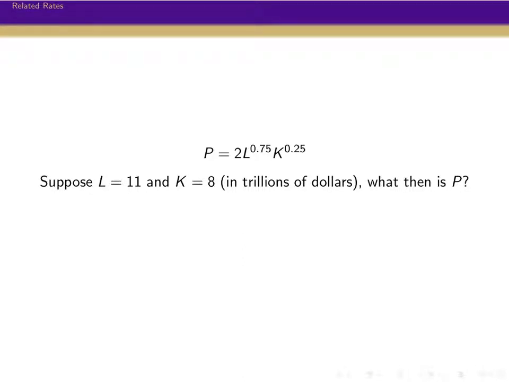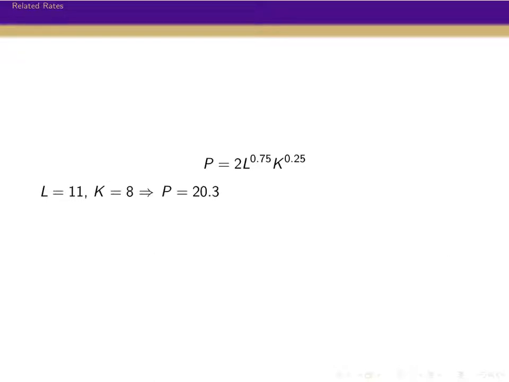Well, then using this formula, we can figure out what the production is, right? And it's pretty much just plugging things in. 11 goes in for L, 8 goes in for K. We plug this into our calculator. Spits out 20.3. And so that would be saying the total production is $20.3 trillion. Okay. And so that's what we just figured out before.